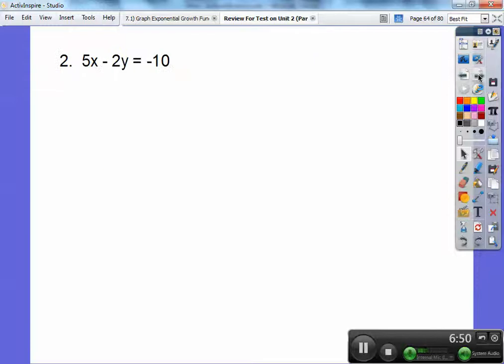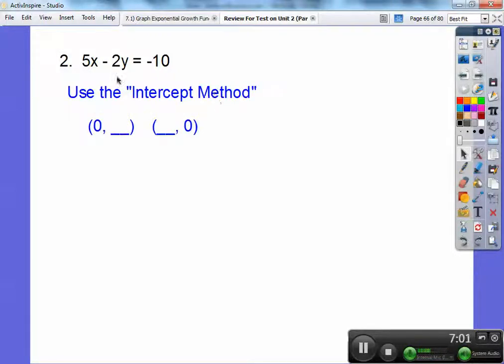All right, let's try this one. When it's in this form, you can solve for y, but most kids make mistakes when they solve an equation like this for y. Do the intercept method, you guys. The intercept method is when you let x be 0, and it gets rid of the 5x, and you have negative 2y equals negative 10. And then let y be 0, and it gets rid of the negative 2y, and you'll have 5x equals negative 10. You see that right there? And then just solve for x and y.